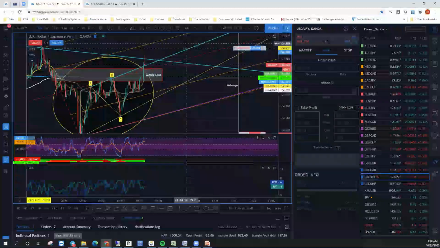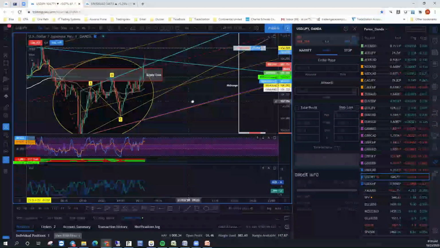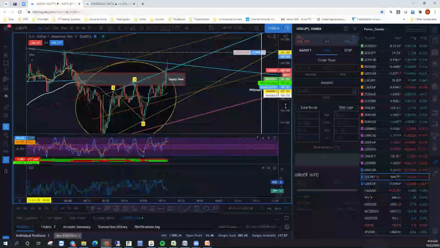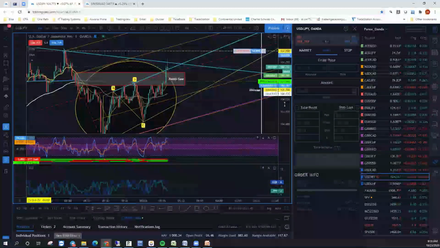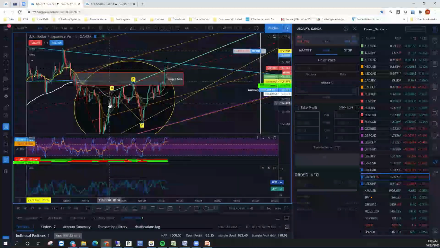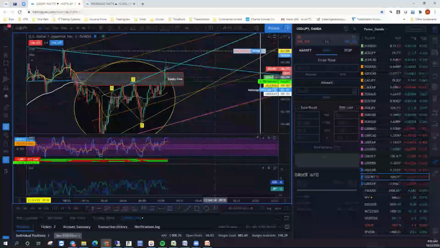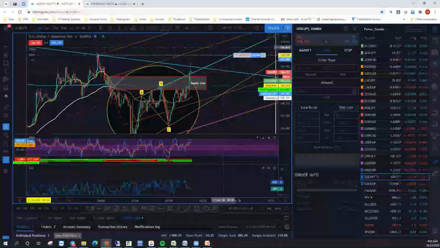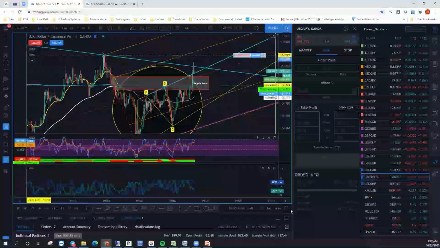Let's see that big rejection wick off that top. My trend line's a little bit different than yours, Al. Okay, just a little bit different. I actually like this. That's a nice rejection on mine. And I think that's the third hit. If it is. Yeah. To the wick.